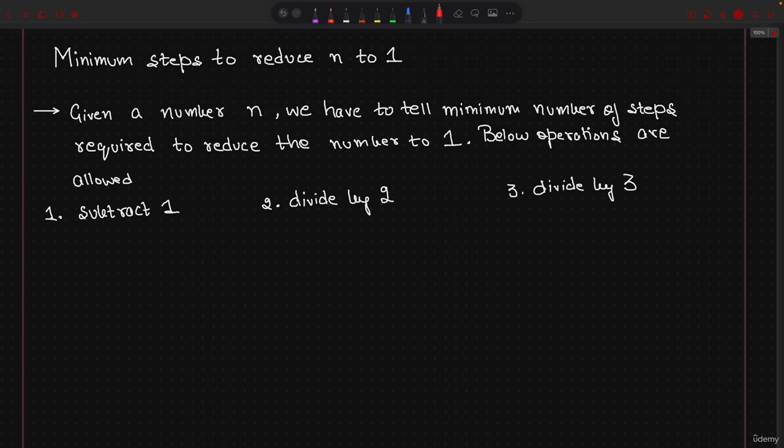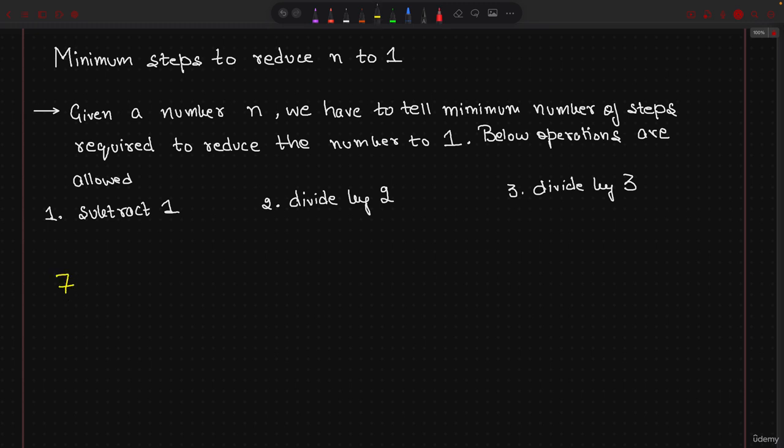Now, in this question, we have to solve it using multiple ways and there are some constraints, right? So the first thing is that either we can subtract 1 or we can divide the number by 2 if it is divisible, or we can divide it by 3 again if it is divisible. Let us understand this with an example. Let's say we have a number 7.